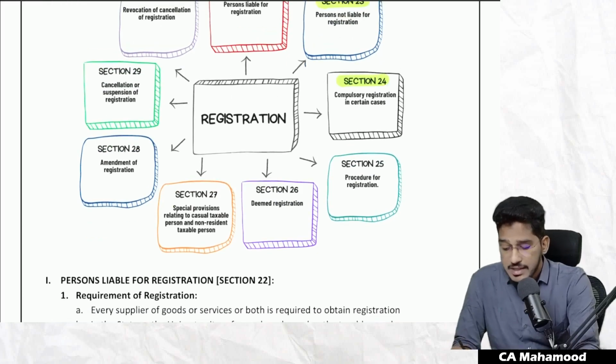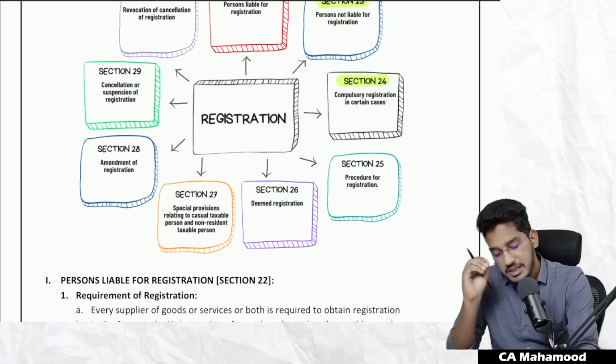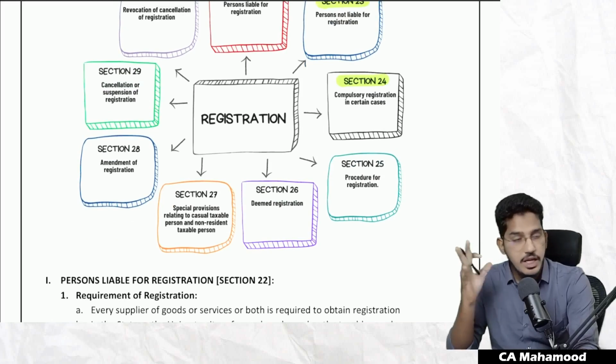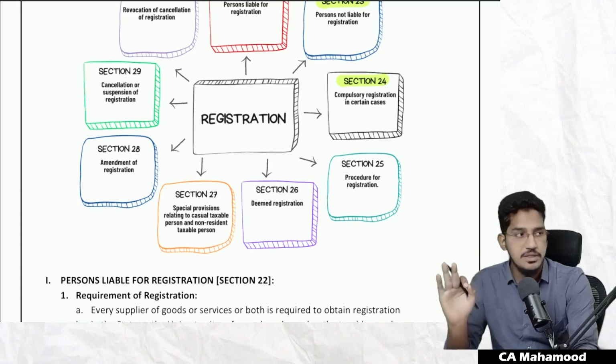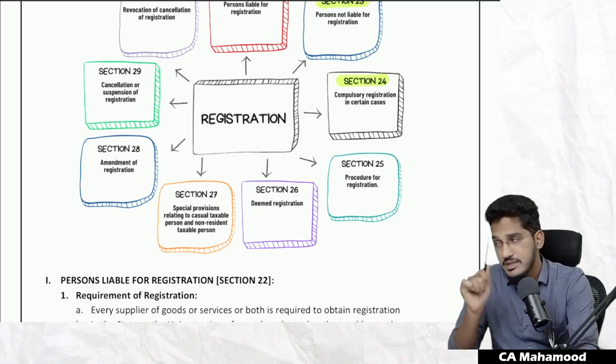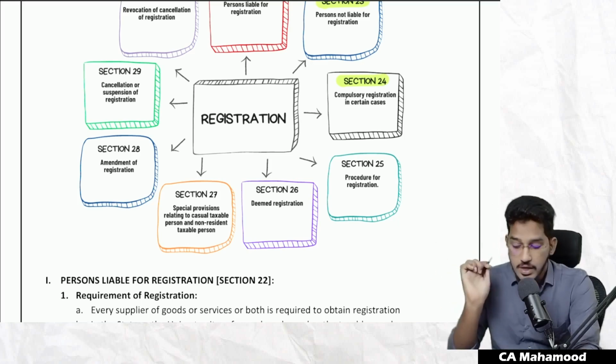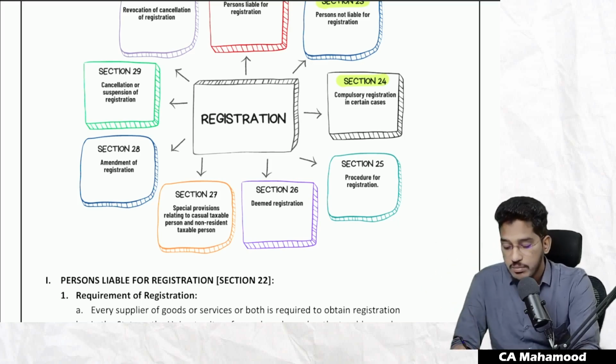Section 24, in some cases, some persons are required to get compulsory registration. There they will not check any turnover criteria, nothing. In some cases, certain persons are required to take compulsory registration. Even if you make a single transaction also, you are required to take registration. Sir, who are those persons who are required to take compulsory registration? That we will discuss in section number 24.